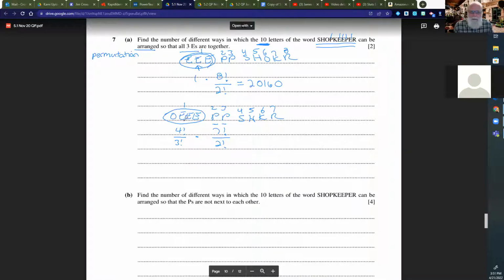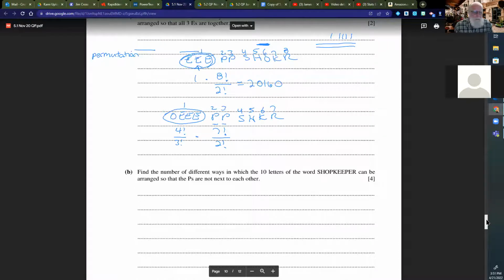All right, tell me about B. They want us to find the number of different ways in which the 10 letters of the word shopkeeper can be arranged so that the P's are not next to each other. All right, so P's cannot be next to each other. So what are you thinking about that?